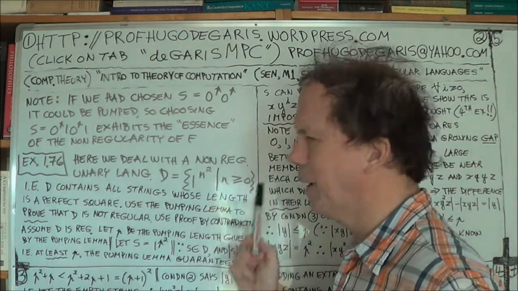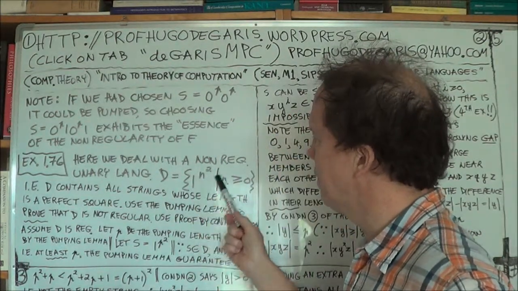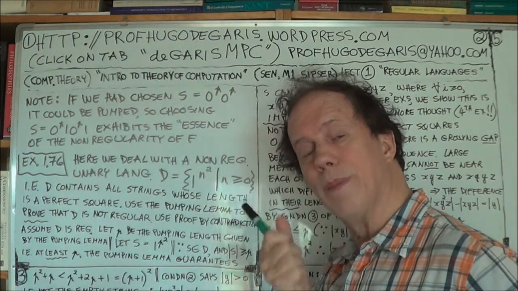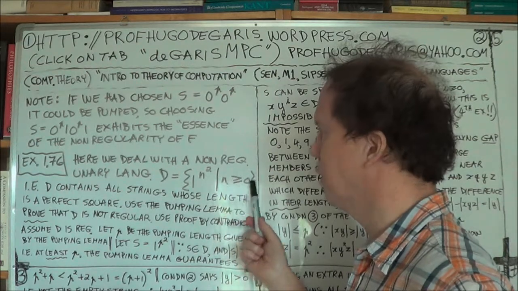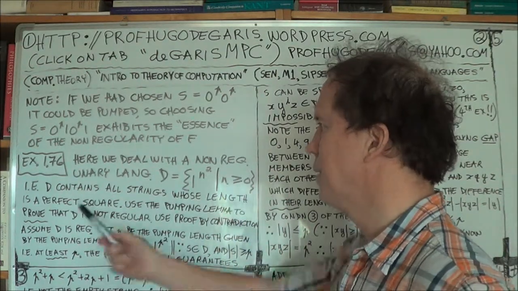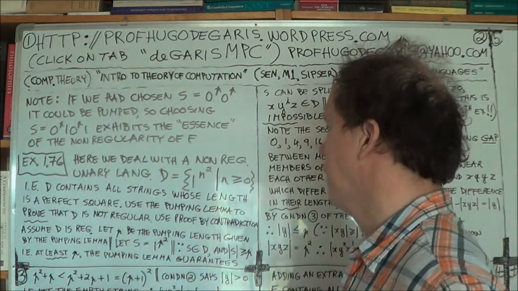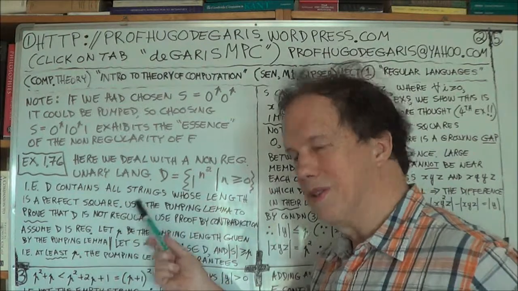So you've got a power to a power in a sense. Okay. So the length of these strings is n squared. So a perfect square, where n is greater or equal to 0. So D contains all strings whose length is a perfect square. Now, as usual, the next few lines are the same in all these examples.